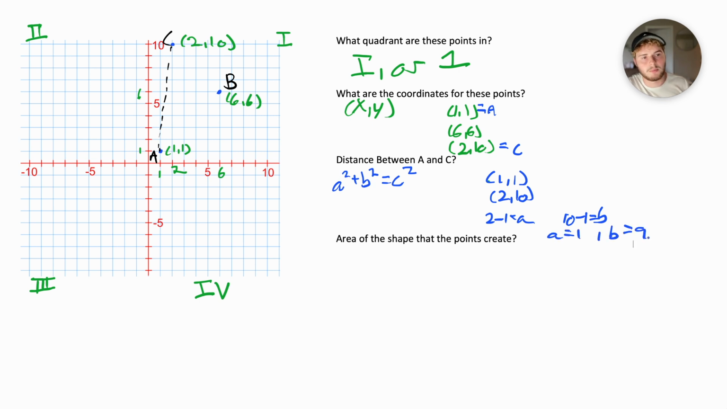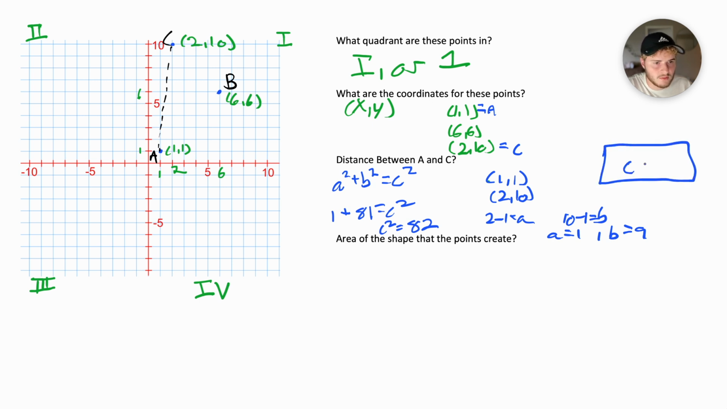And we're going to plug that into the Pythagorean theorem, a squared plus b squared equals c squared, to find the third side of that triangle. So we know that a is 1, 1 squared is 1, and then we know that 9 is b, b squared is 81, and that equals c squared, meaning that c squared equals 82, or we'll put the final answer over here, that c is the square root of 82.